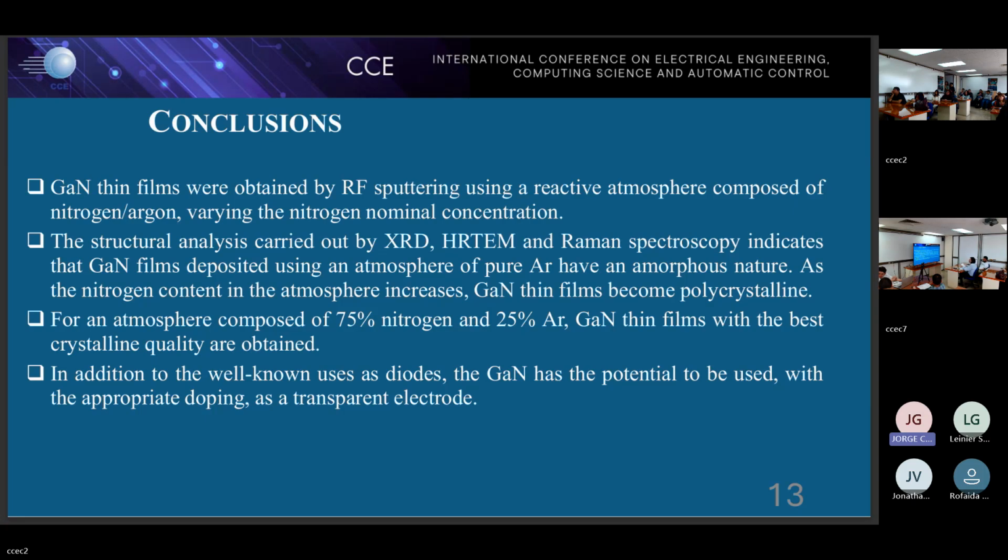Future work that we could do on this project is to improve the structural properties of gallium nitride films. With reference to the stress, the stress is high. We have to reduce this stress and the dislocation density. Measure the electrical and optical properties of the deposited films. Apply the deposited films to devices such as diodes and sensors.